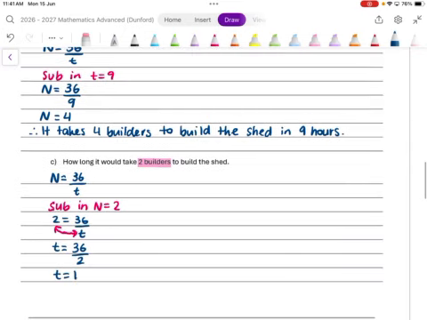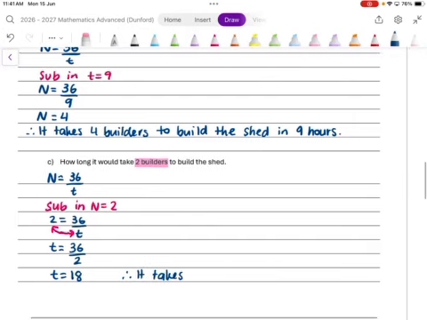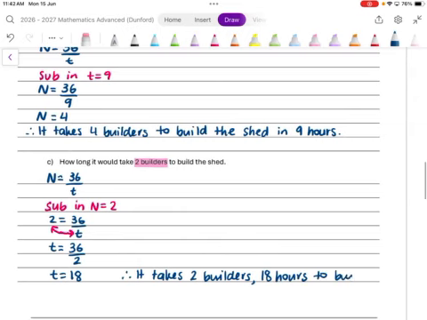So therefore it takes 2 builders 18 hours to build the shed. All right, flip the page when you are ready for me.